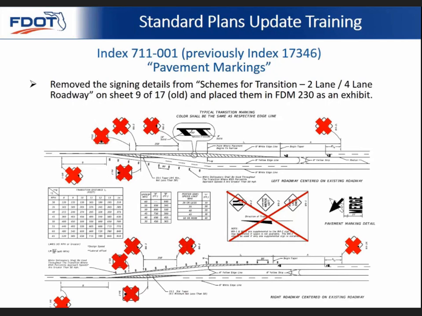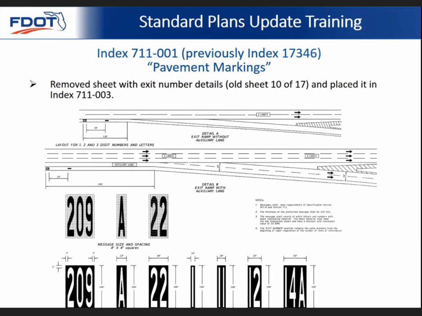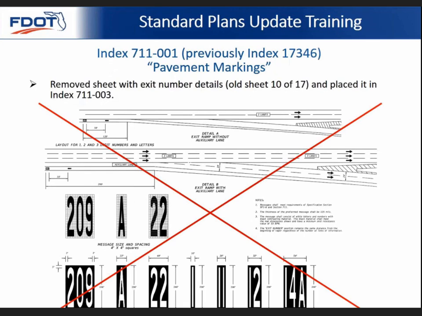Similarly to the previous details, these signs should be included in the signing and pavement marking plans, and it's not necessary to show them here. This is just designer information. The sheet with the exit number details, the old sheet 10 of 17, has been removed and placed into Index 711-003, the Interchange Markings Index. And that is because these details are only relevant to those interchange markings anyways.